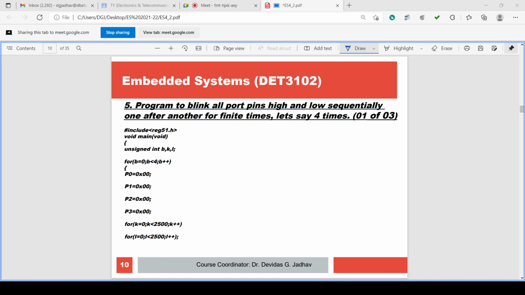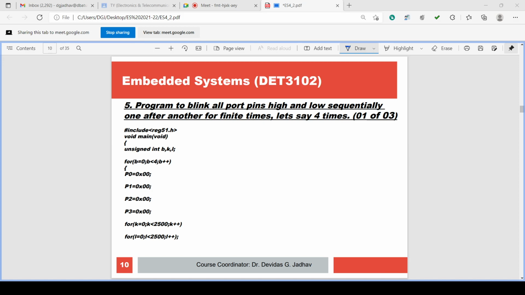So this blinking pattern is sequentially making on the LEDs. That is sequentially making on ports. Suppose one port is there, then 1 and 2 second is there, 1 second third is there, 1 second fourth is there. Sequentially making on.